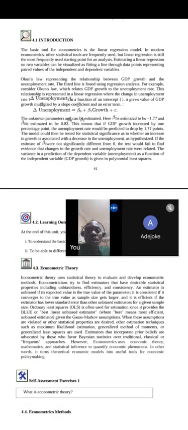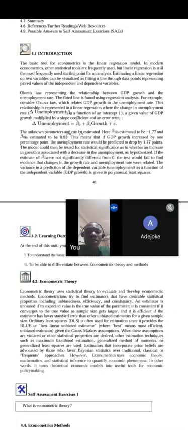Okay. So from 4.1, the introduction, it says that the basic tool for econometrics is the linear regression model. So an equation is linear if the highest power of the variable in that equation is raised to power 1. So once the variable has a power greater than 1, like 2 or 3, the equation is no longer a linear equation. So the highest power of a linear equation must be 1.